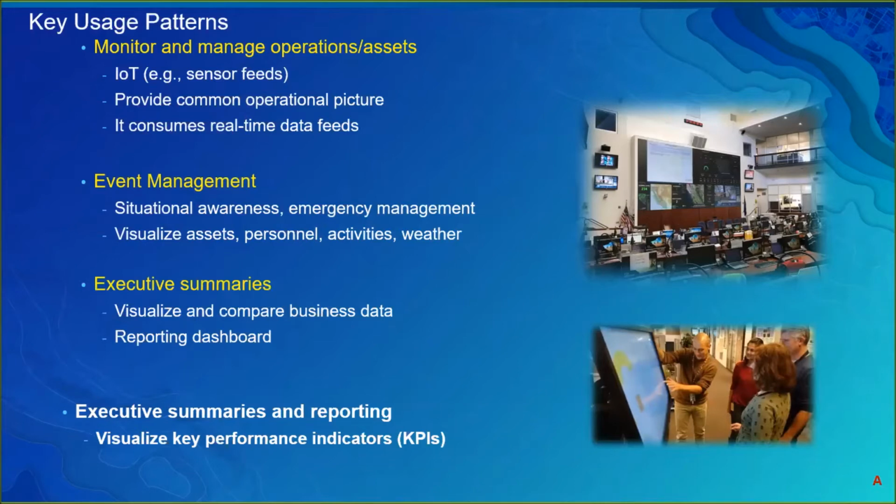Event management helps you to manage planned and unplanned events by visualizing assets, personnel, activities, and weather. It provides situational awareness and emergency management. The third pattern is executive summary. Executive summary visualizes a company's key performance indicators. It visualizes and compares your business data and provides reporting capabilities.